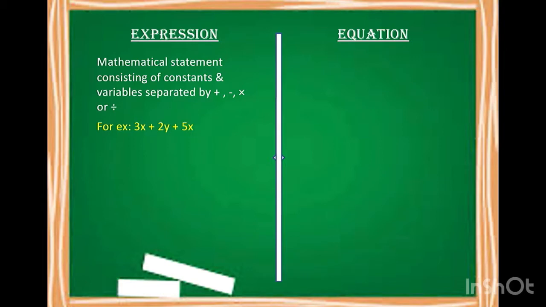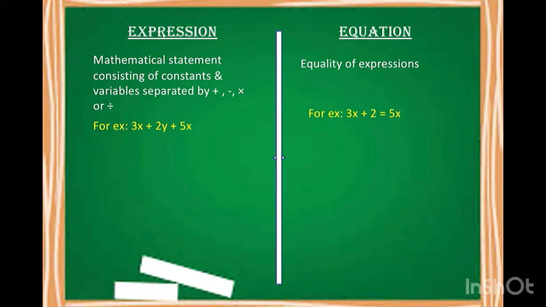On the other hand, an equation is an equality of expressions. For example, 3x plus 2 is equal to 5x. On the left side, we have the expression 3x plus 2 and on the right side, we have the expression 5x and there is an equal to sign in between. So, it is an equality of the two expressions.